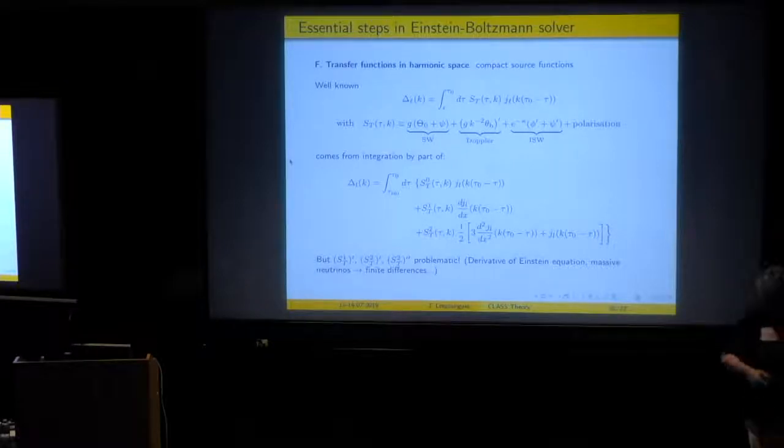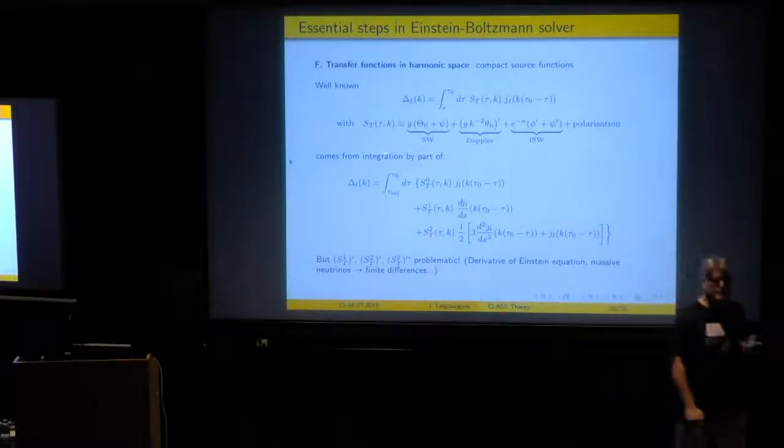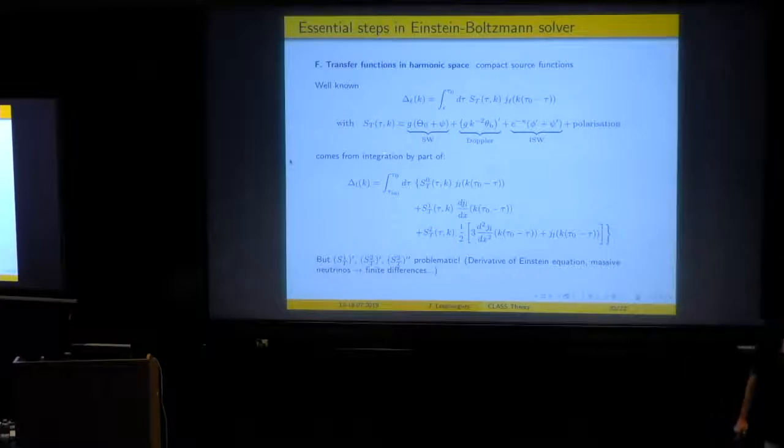It's not as simple as this, because when you have to take this derivative, you need to take first and second derivatives of metric fluctuations, coming from first and second derivatives of the Einstein equation.